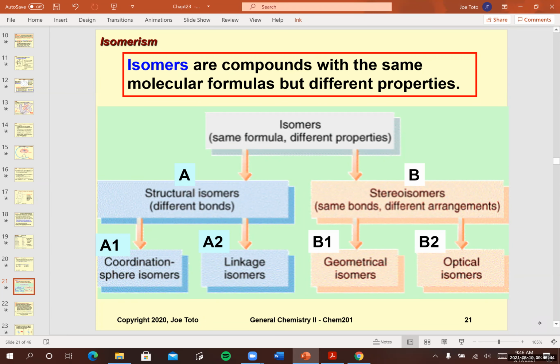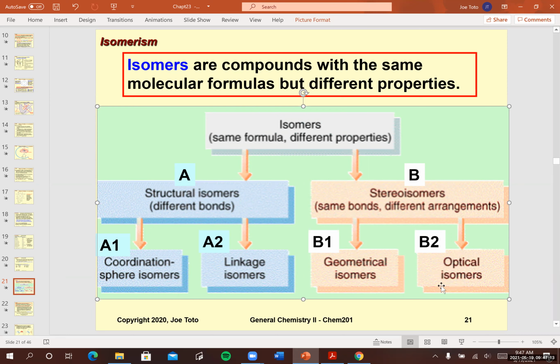But anyway, here we have on the left the structural isomers, right? And there are two types of structural isomers. When we take a look at them, you'll see, oh yeah, I understand why they call them coordination sphere isomers and linkage isomers. Under stereoisomers, we have two specific categories: the geometrical cis-trans isomer, and the optical isomer.